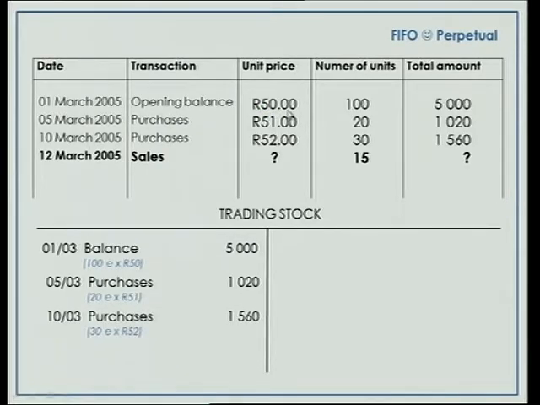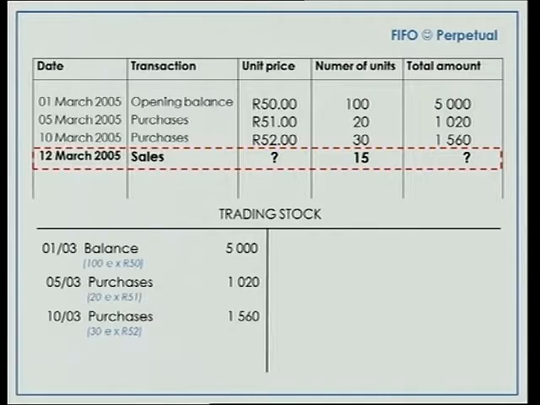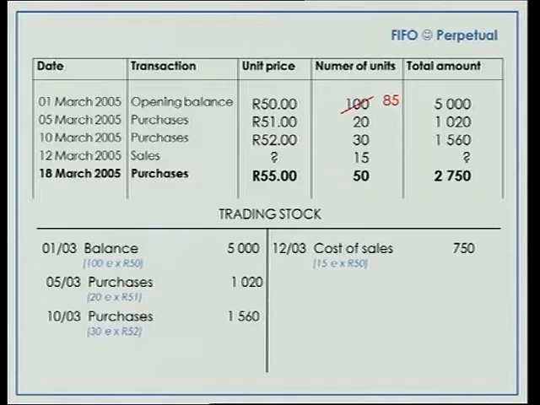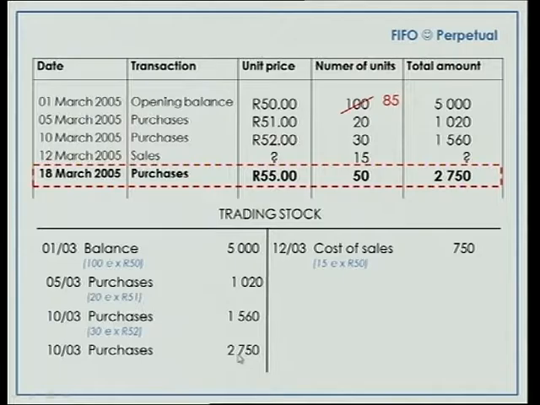So can I calculate my cost of sales? Yes, I can. I'm going to say my cost of sales is 15 units times 50 rand. That's my cost of sales, 750 rand. And then I don't have 100 of those units anymore. I now only have 85. Then there were purchases again. So on what side do we write when we have purchases? Obviously on the debit side, because trading stock will increase on the debit side. So there it goes.